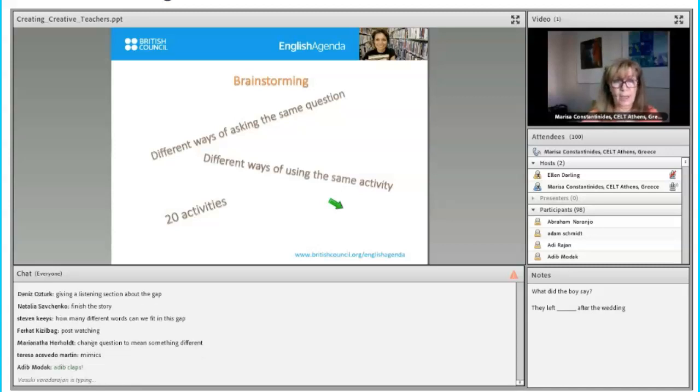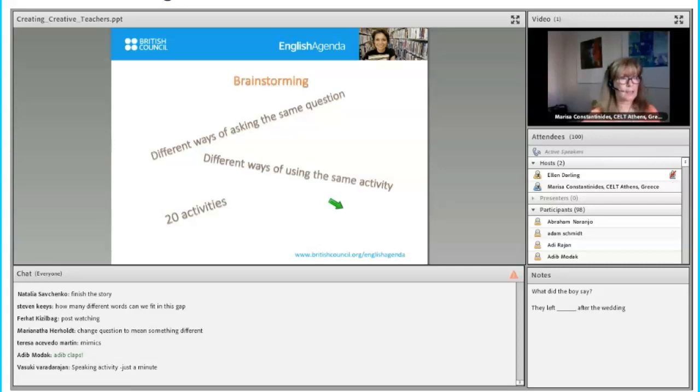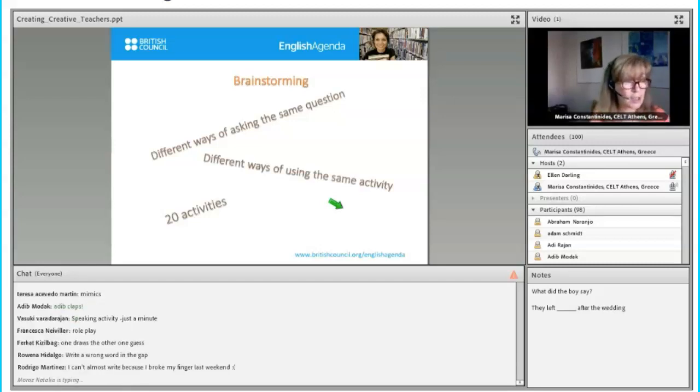You could say, okay, take this sentence, give it to each pair of students, and tell them to decide what word they would put in the gap. And they improvise a dialogue in which this sentence has to be inserted at some point with their chosen word. So it could be an impromptu little role play, as Francesca is suggesting, or maybe an impromptu little story.